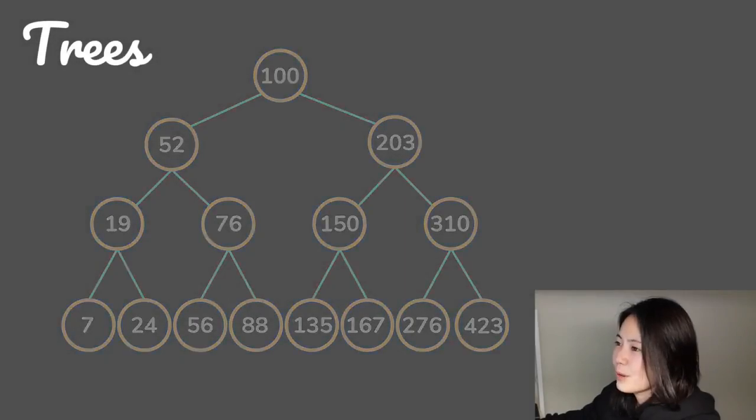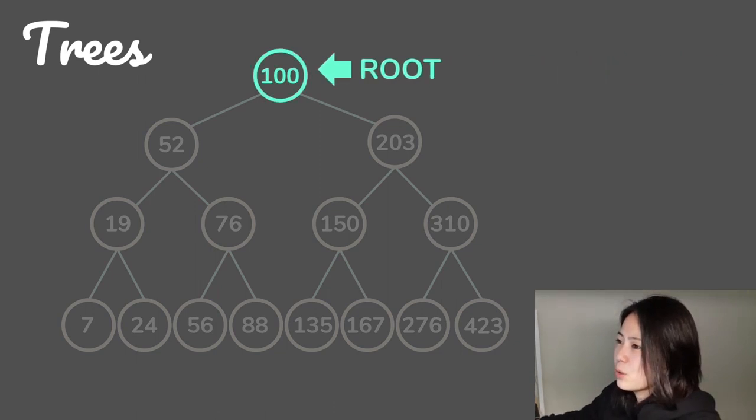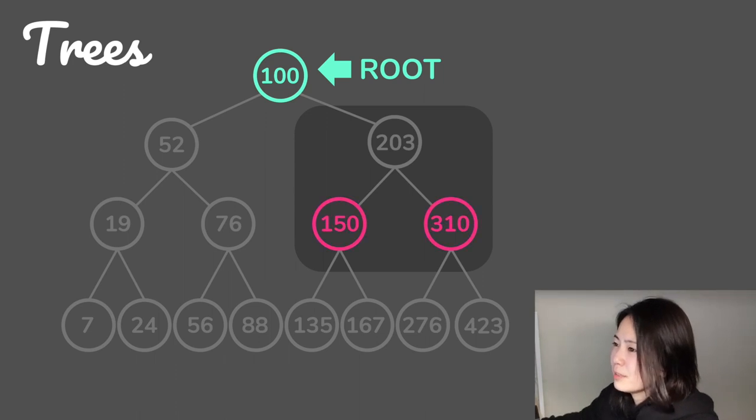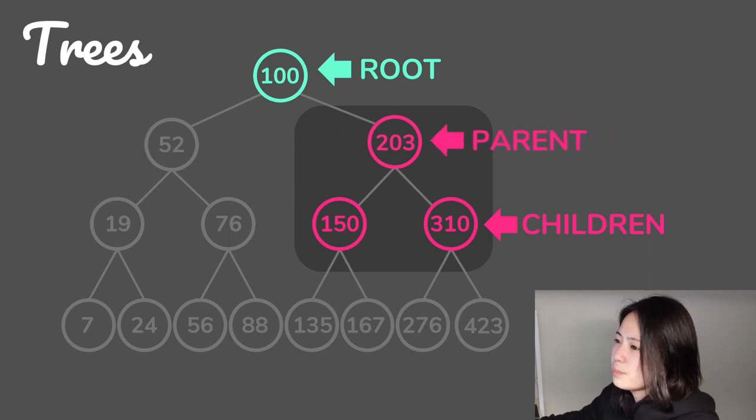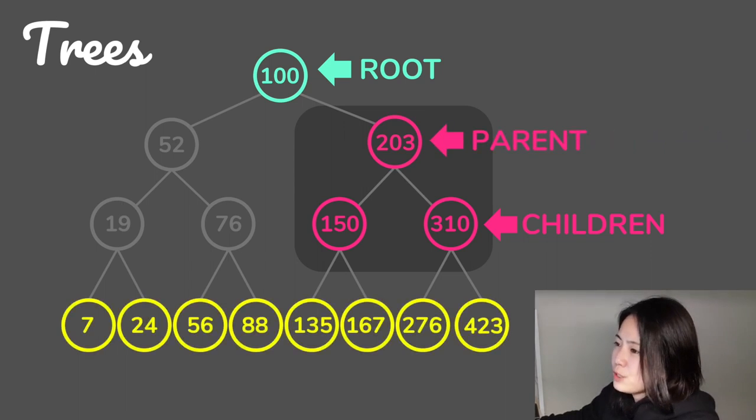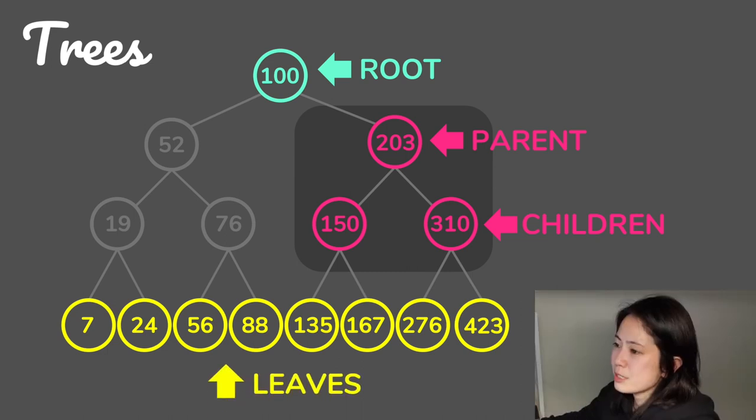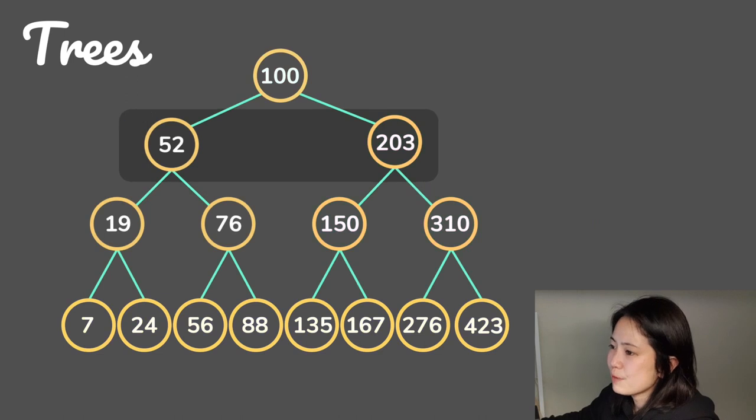Okay, so as you can see, this is a tree structure. We call the top node the root, and the nodes that are directly under a node are called children. So the node above would be the parent. And if you see at the bottom of the tree, there are nodes with no children. These are called leaves.